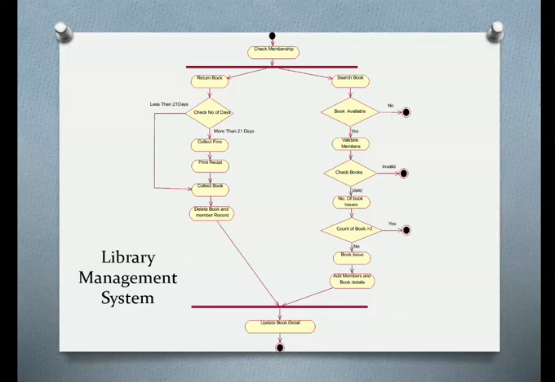If we want to return a book, we check the number of days. If less than 21 days, collect the book and delete the book record from the member record, so the issue entry will be cleared. If more than 21 days, then collect the fine and print the receipt. These are the activities that are carried out if he wants to return the book.